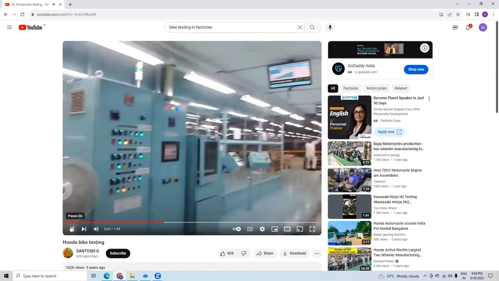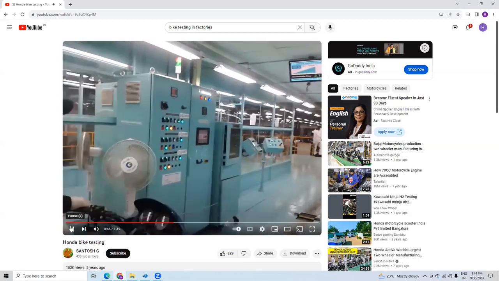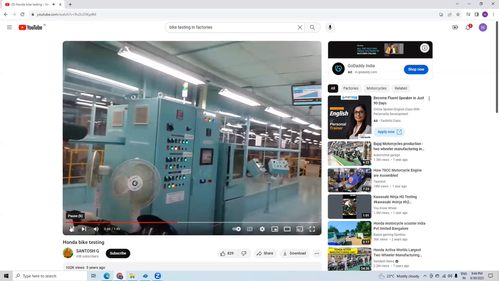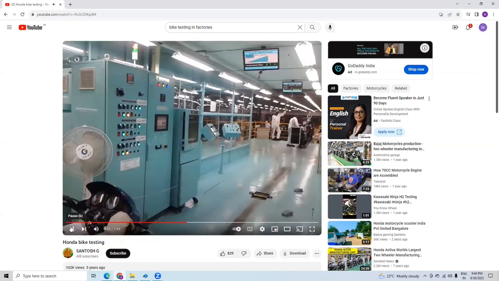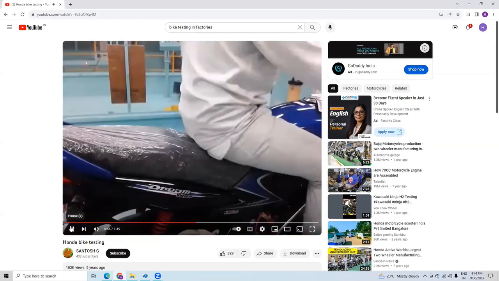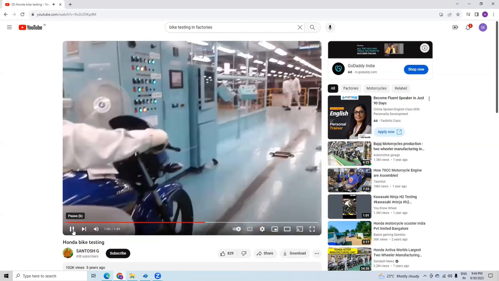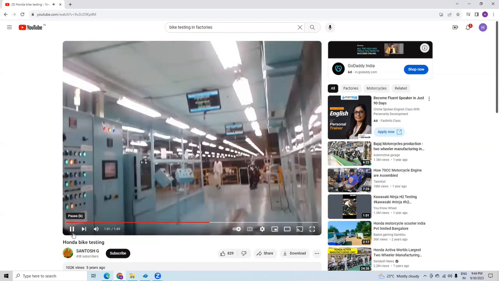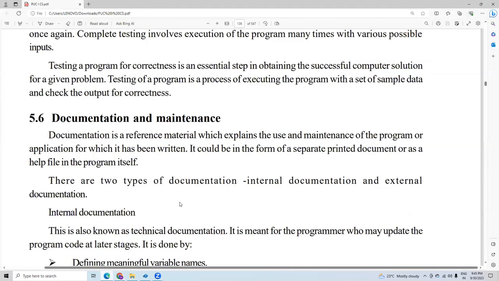After that, the bike will be released for the market, because a bike manufactured in the USA may not fit our Indian roads. But nowadays, no problem. Our Indian roads are very good compared to other countries, right? But still, all types of checking will be done. Even in the field they'll go. So like this, without testing the product, they can't release it for the market.